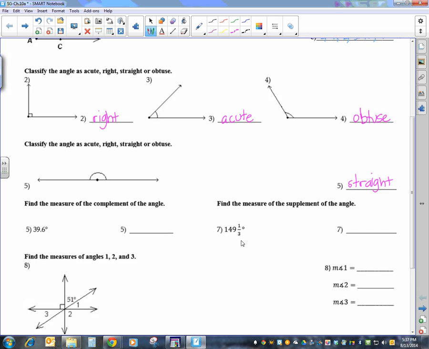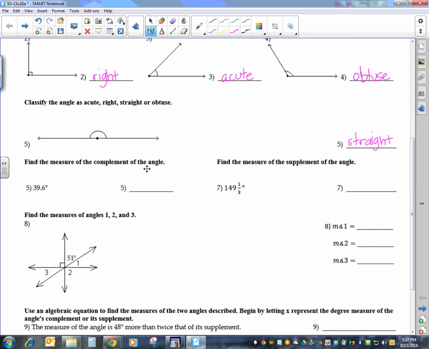All right, next we have find the measure of the complement, find the measure of the supplement. Okay, complement, we talked about C comes before S in the alphabet, and 90 comes before 180 in the alphabet. So I'm going to say 90 minus 39.6, and I'm going to say also, well, what's 90 minus 186? That, of course, is 50.4.